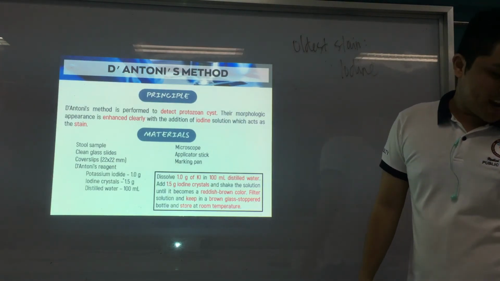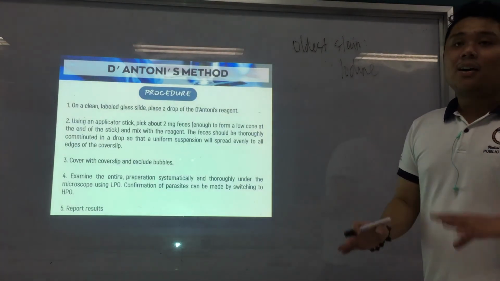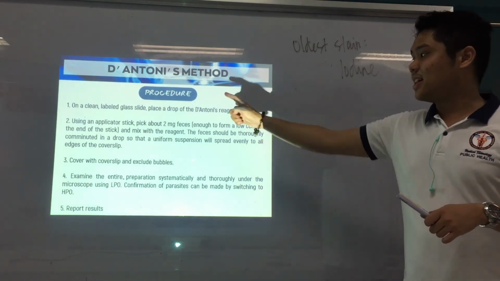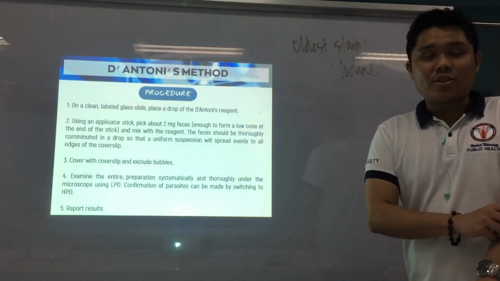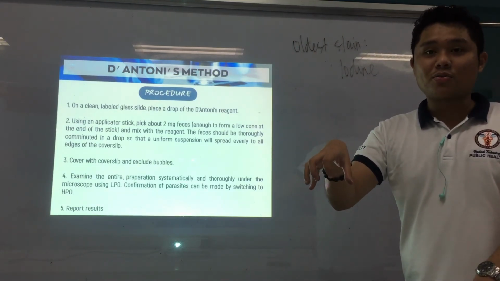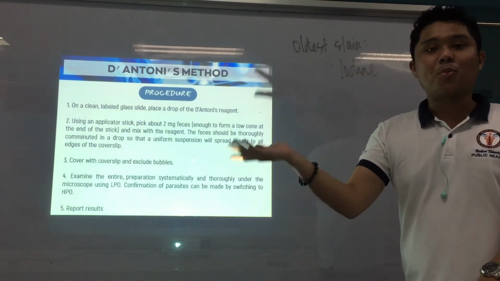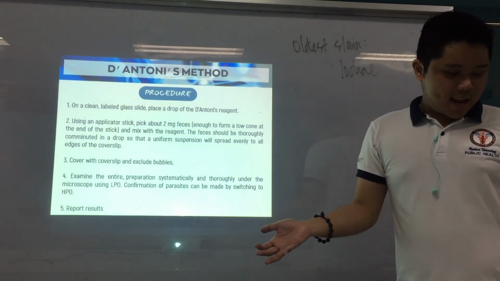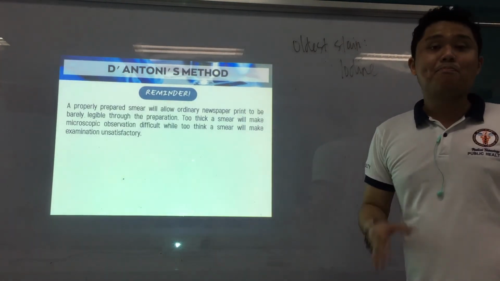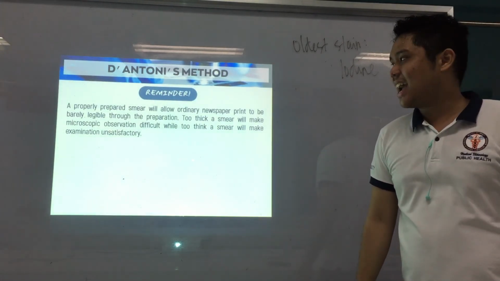For the procedure, as you can see, it's quite the same as the DFS, the same procedure. The only difference is the use of the reagent, which is D'Antoni's. So instead of putting 1 drop of NSS, you put 1 drop of D'Antoni's. Then you mix, put the cover slip, and examine under the microscope, LPO and HPO. For reminders, the same reminder: allow the newspaper print to be barely legible through the smear.